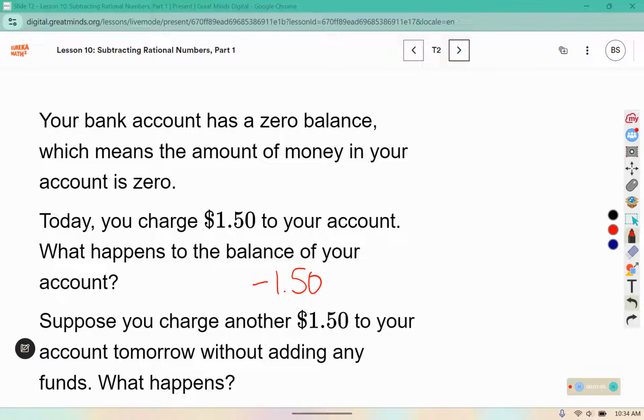And suppose you charge another $1.50 to your account tomorrow without adding any funds. What happens? Your bank account balance continues to go down. Now you would be at negative $3 because $1.50 and $1.50 combine to make $3.